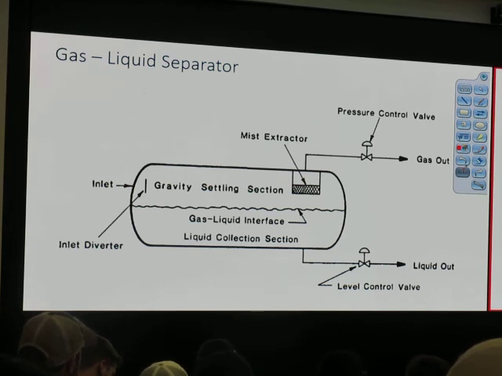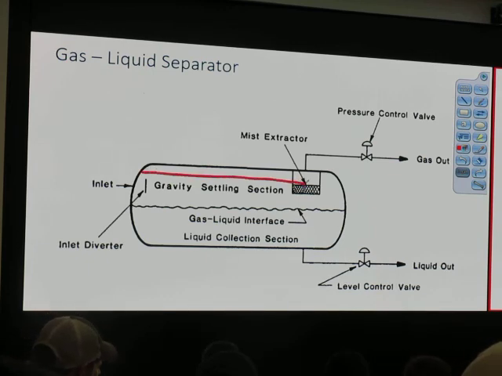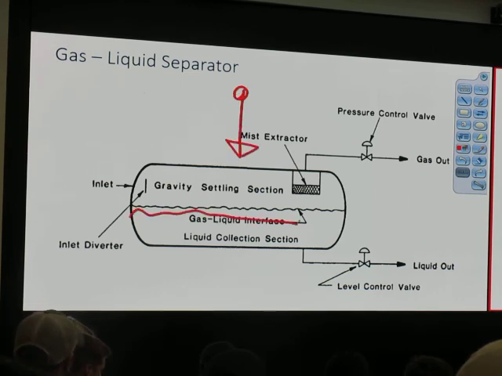Okay? How long do we need for that gas molecule to stay inside? Long enough, such that we have liquid droplet coming out. So if we have a lot of time, this droplet may fall down like that. But if we don't have a lot of time, it flows very fast, this liquid droplet goes right to the mist extractor. So we need enough time so that liquid droplet can fall and reach this barrel.